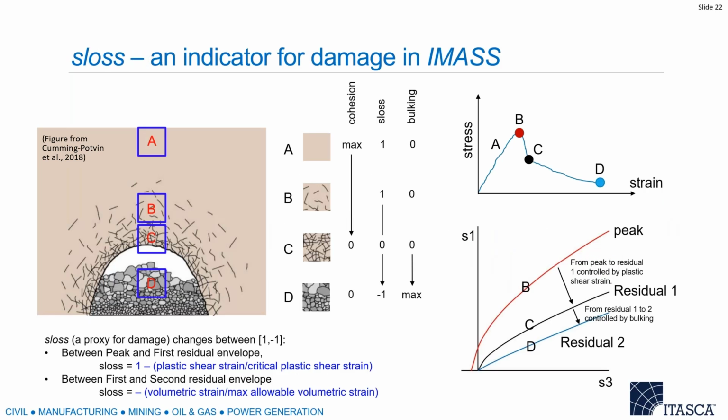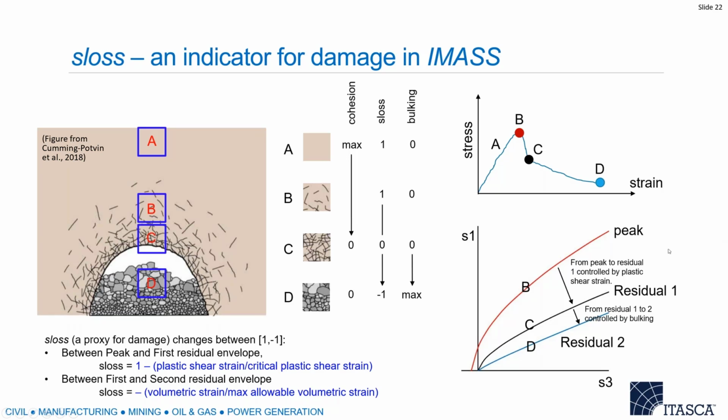Another important factor in IMASS is the sloss, which is an indicator of damage. Basically, it tells us how far along between these points, between B to C or C to D, you are. You start from an sloss of 1, going from peak to residual 1 you would reach sloss of 0, and from residual 1 to residual 2 you would reach sloss of -1. So going from 1 to 0 to -1 gives you an idea how far along your strength envelopes you are, and it gives you an indication of damage within your rock mass.